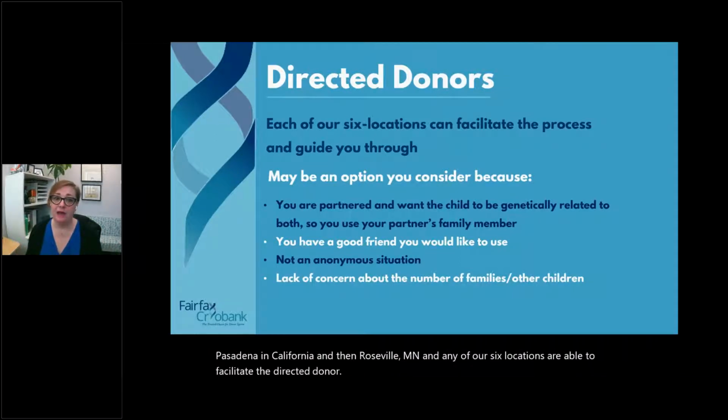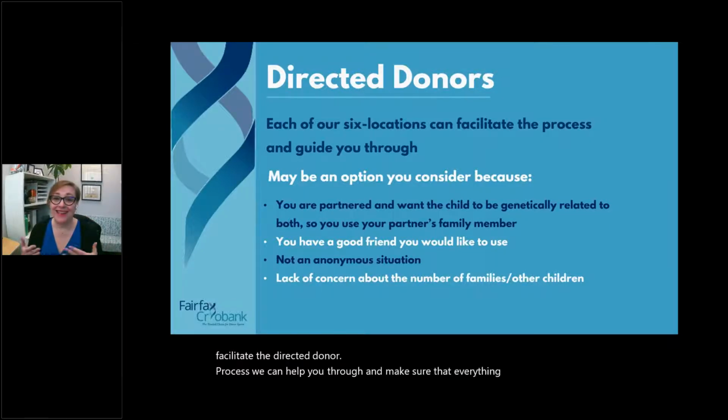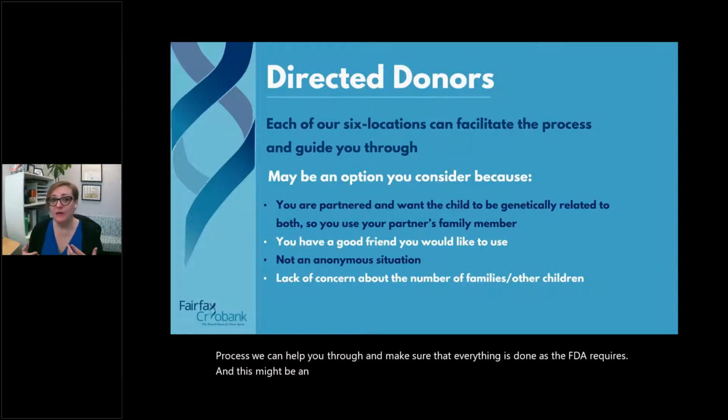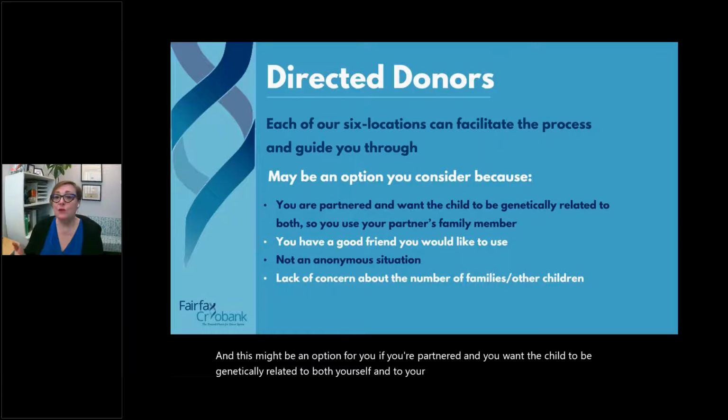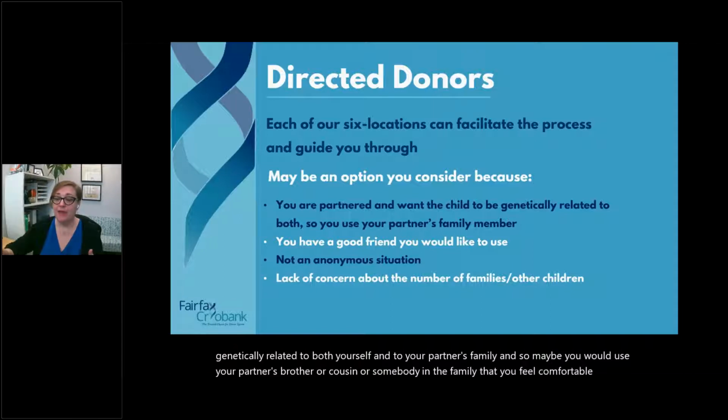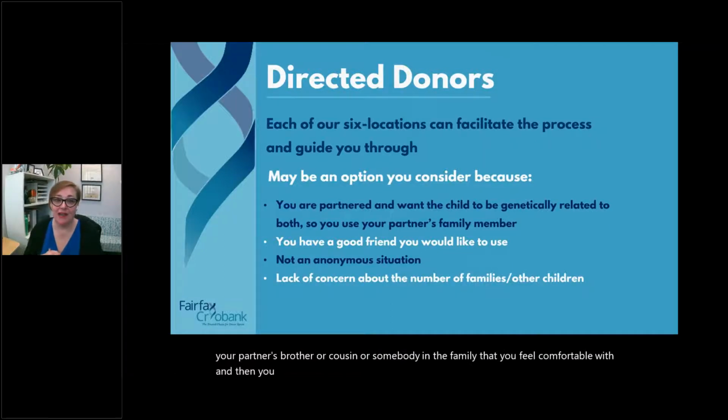We can help you through that and make sure that everything is done as the FDA requires. And this might be an option for you if you're partnered and you want the child to be genetically related to both yourself and to your partner's family. And so maybe you would use your partner's brother or cousin or somebody in the family that you feel comfortable with, and then you have that genetic tie from both sides.